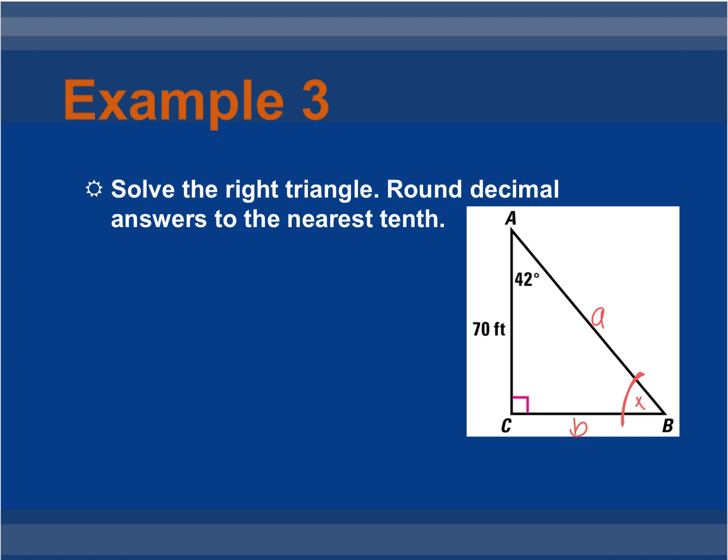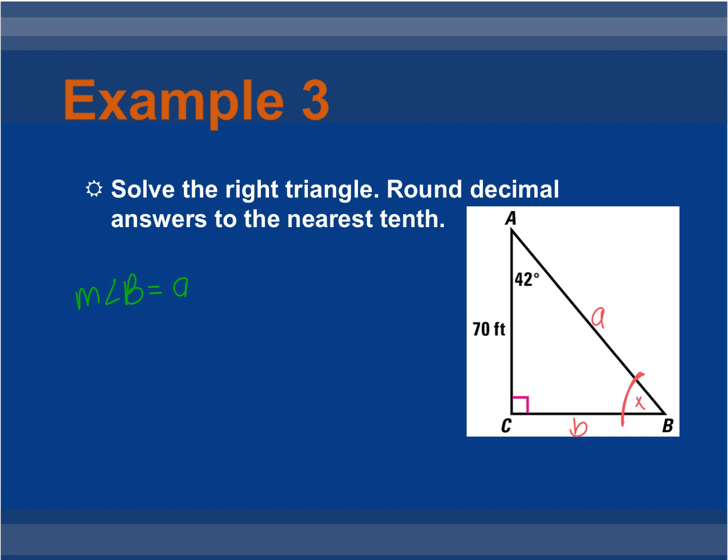Good, so I'm solving for the measure of angle B. All you're going to do is 42 plus 90, 132, and then do 180 minus 132 to give you that missing angle, or you can do 180 minus 90 minus 42. We'll do it that way just because it's shorter. 90 minus 42.